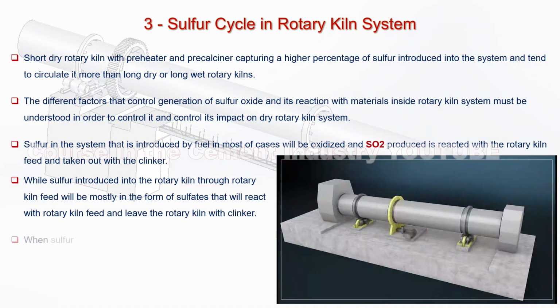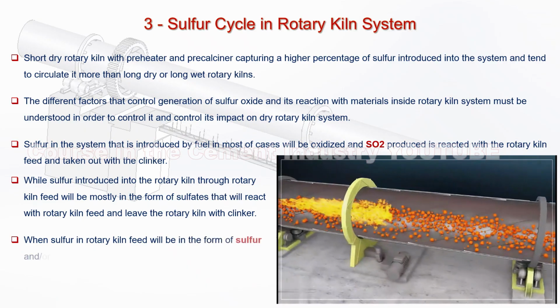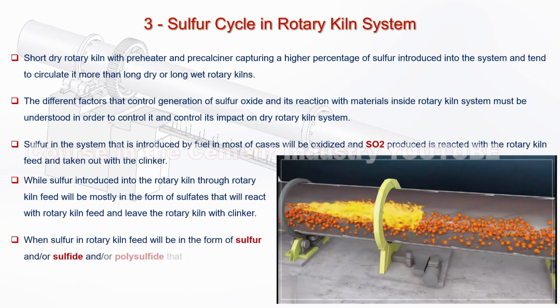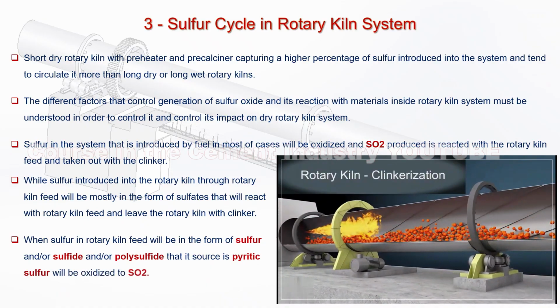5. When sulfur in the rotary kiln feed is in the form of sulfide or polysulfide, whose source is pyritic sulfur, it will be oxidized to SO₂.